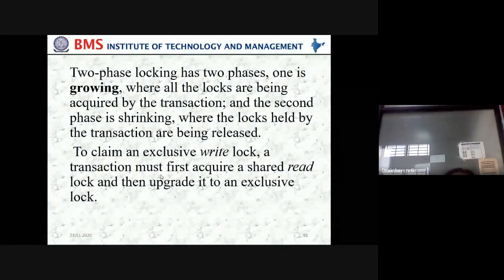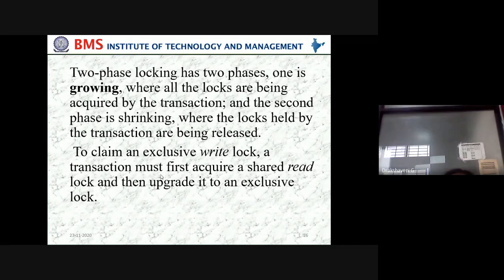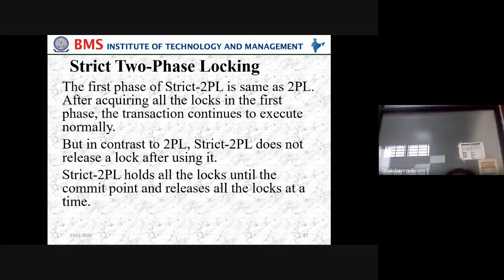Then we have something called two-phase locking, which has two phases. One is growing, where all the locks are being acquired by the transaction. And the second phase is shrinking, where the locks held by the transaction are being released. Either you can acquire or shrink. To claim any exclusive write lock, a transaction must first acquire a shared read lock and then upgrade it to an exclusive lock.